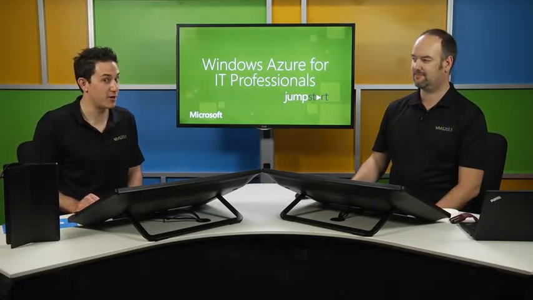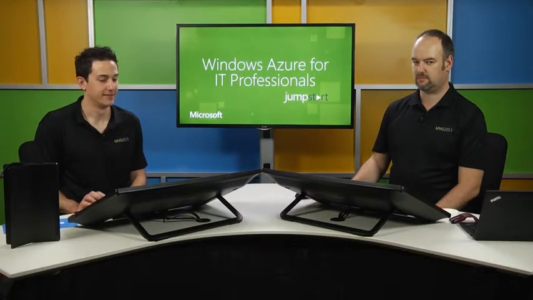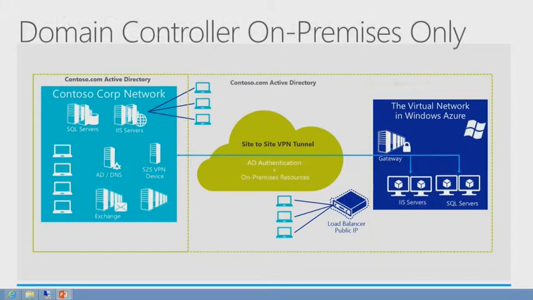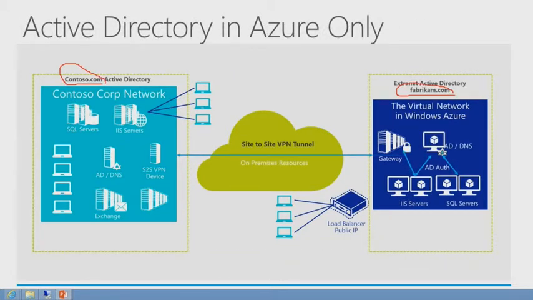Well, let's move on to the next options that we have in the list, shall we? The next one that we have is running Active Directory in Azure only. The key thing to point out here is that there are two totally different domain names. Here you have Contoso, and over here you have Fabricom, in which case you're really just running an entire domain only in Windows Azure. You may have a site-to-site VPN tunnel, but you don't necessarily need it for the authentication piece. You just have a tunnel for whatever other reason. But AD is just a standalone domain controller by itself in that site. Nothing too fancy about that.